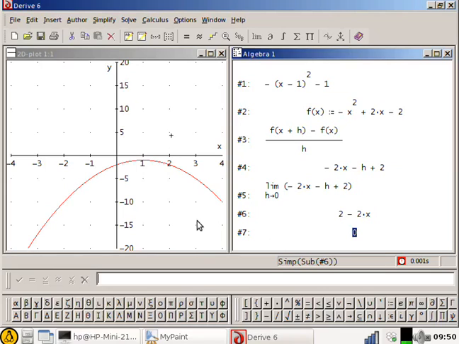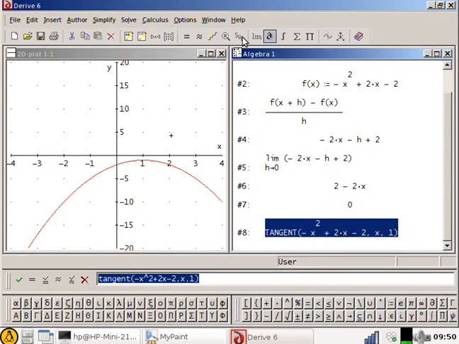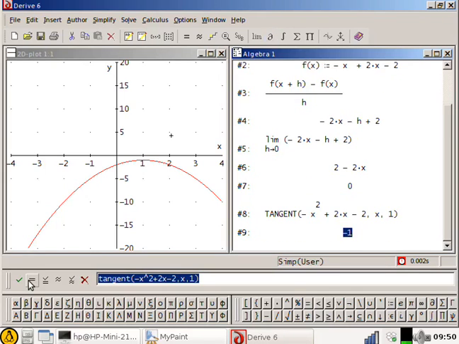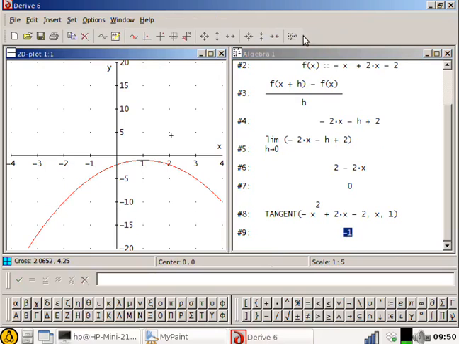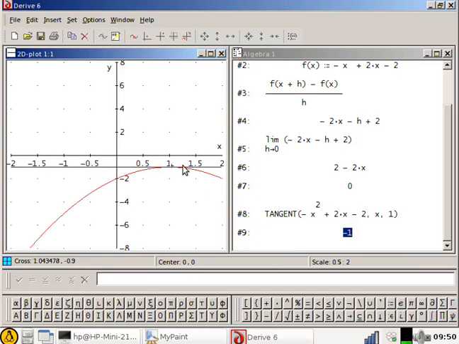Now I'll get the tangent line. Tangent minus x squared plus 2x minus 2 when x is 1. So let me calculate that, or the program calculated. You get that there? Okay, so if I graph that, there we go. That's what I was looking for. Can you see that? There's the tangent line running along the top of the curve.